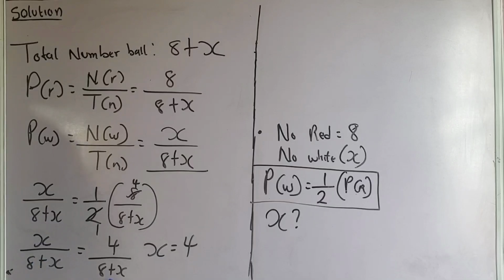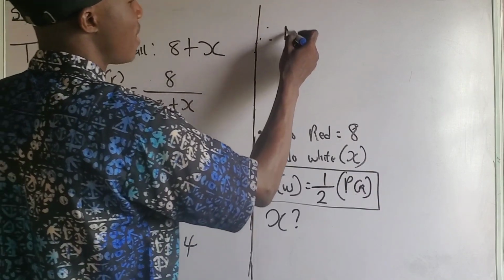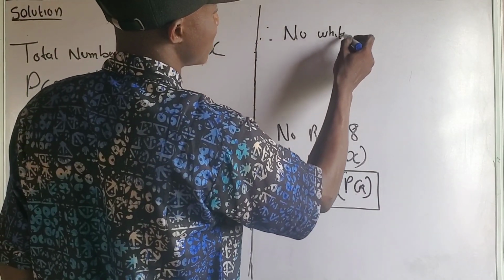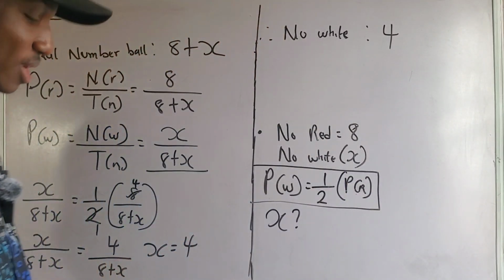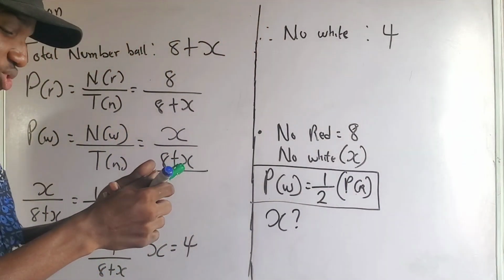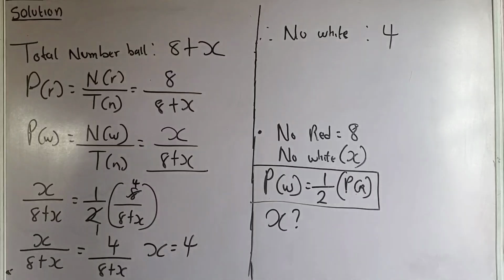The denominators are the same. That means the numerators are the same. Do you understand? So x equals 4. Therefore, the number of white balls inside the basket is 4. Do you understand? Okay, so that is the solution to that question. Let's proceed to the next question.